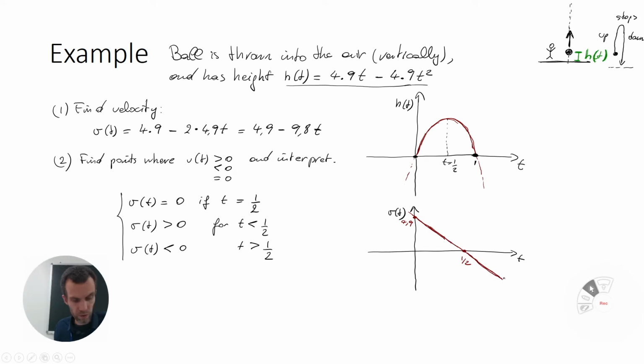And in particular, what do we see? Well, the velocity is positive for t less than 1/2, so that's here. And then the velocity is 0 for t equal to 1/2, and the velocity is negative afterwards. V of t is less than 0 for t bigger than 1/2.